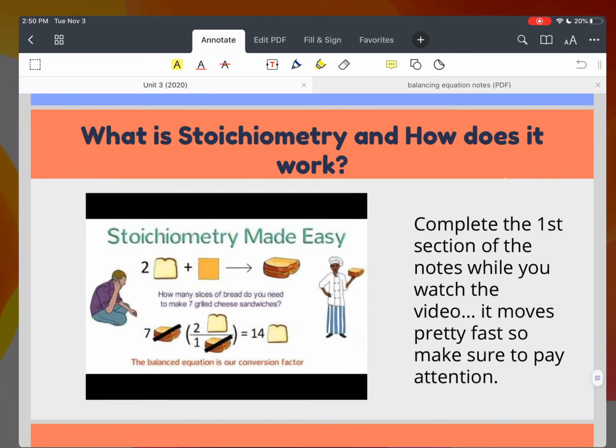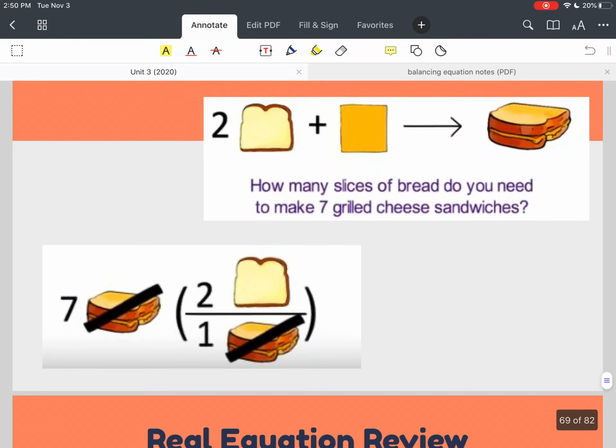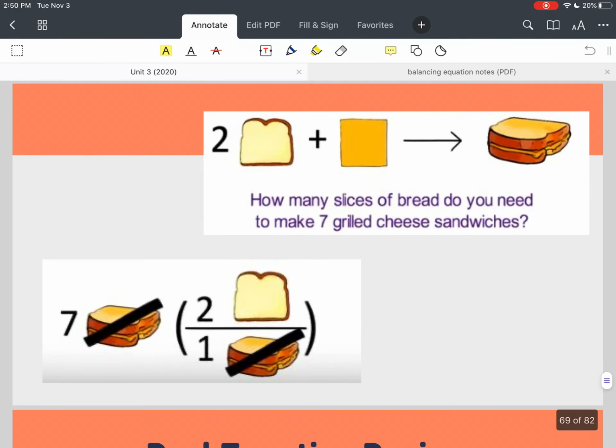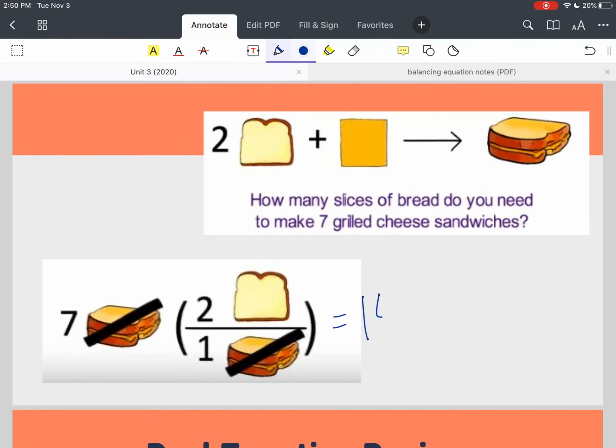All right, so that gets you to the bottom of your notes, okay? So this is kind of the first thing, right? The way that he got 14, just to make sure we're all on the same page.